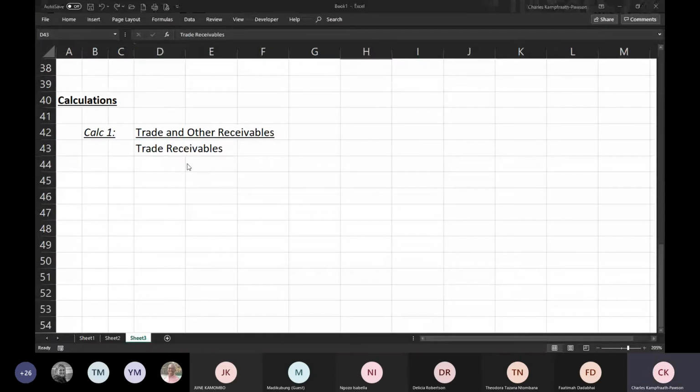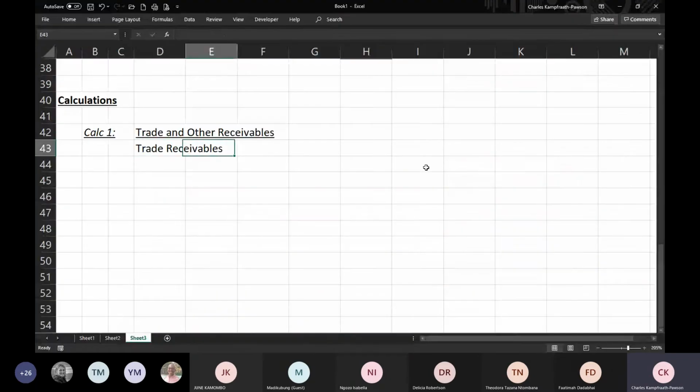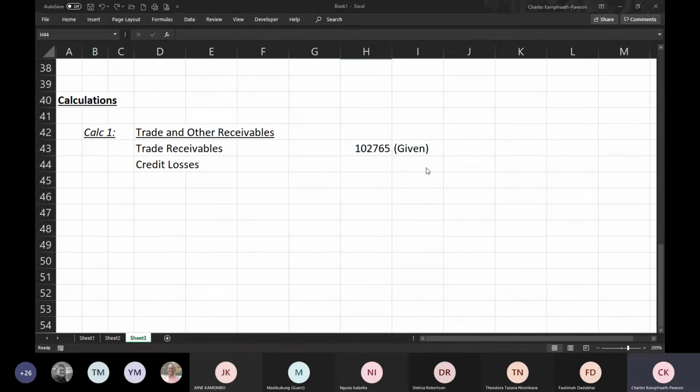What's the trade receivables amount? Let's start with the given amount, 102,765. That's the given balance. And we have credit losses of 2,000.